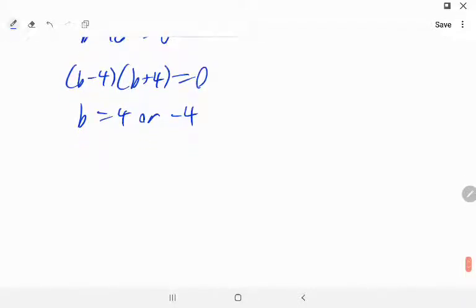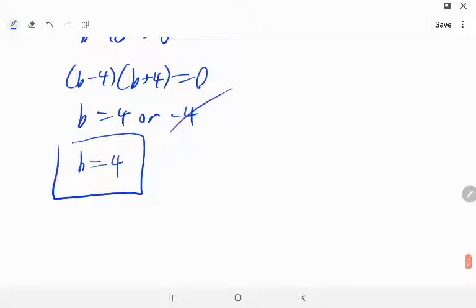And so we notice, again, because we want to keep things positive, we'll just say B has to be 4, because we don't want a triangle with a negative side length. So again, we'll often disregard negative values.